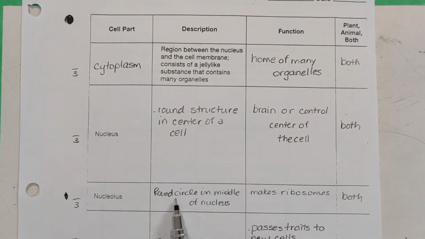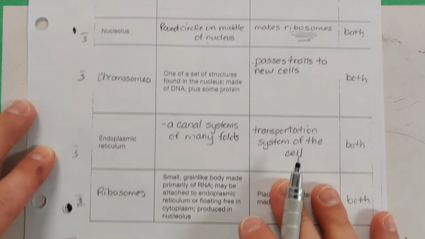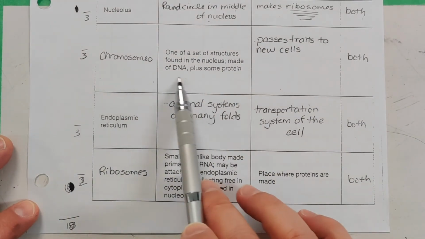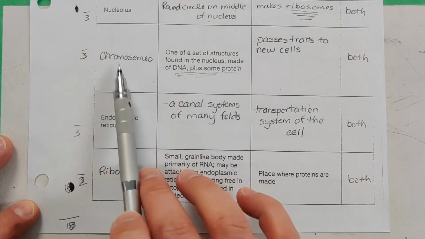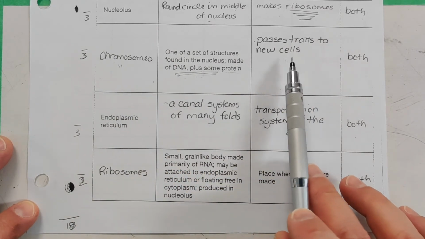The nucleolus is in the middle of the nucleus. It makes ribosomes. That's very important. Found in both, control center. Next up, we have the chromosomes, which will always be about DNA or genetics. It's going to be chromosomes. This passes on genetic information.